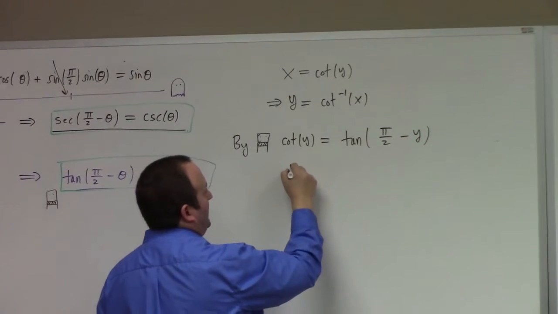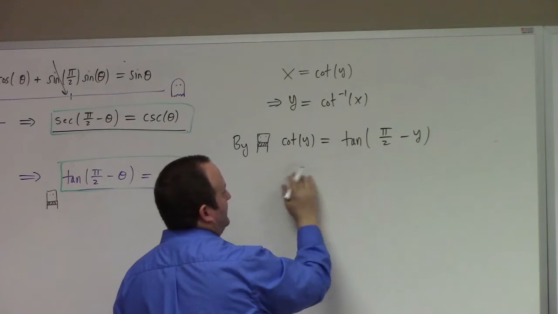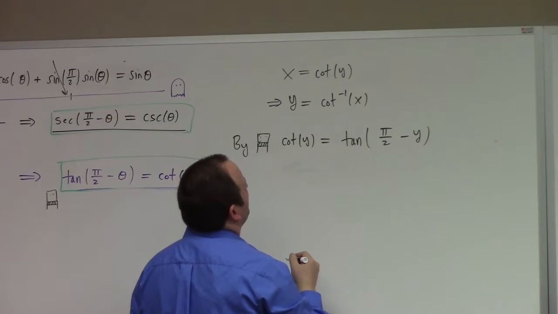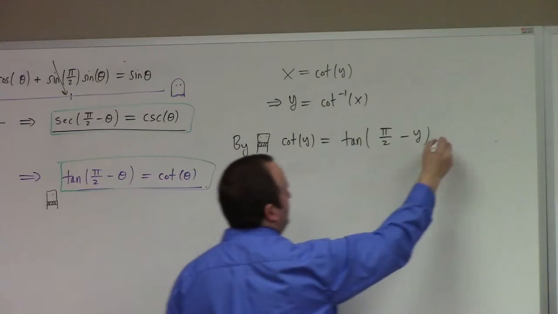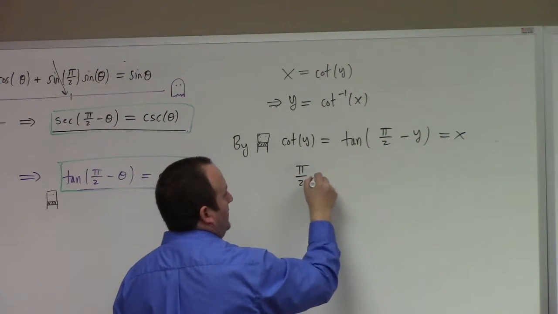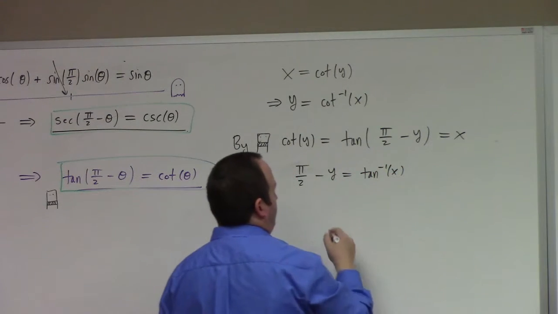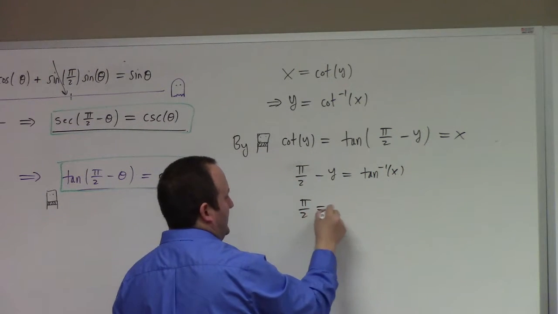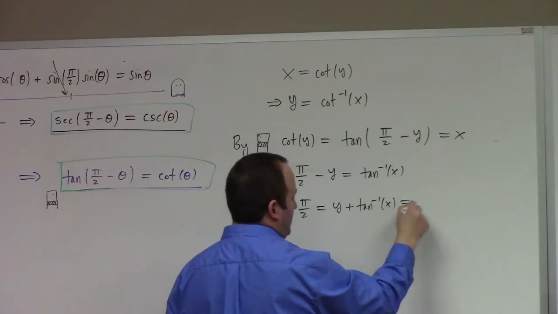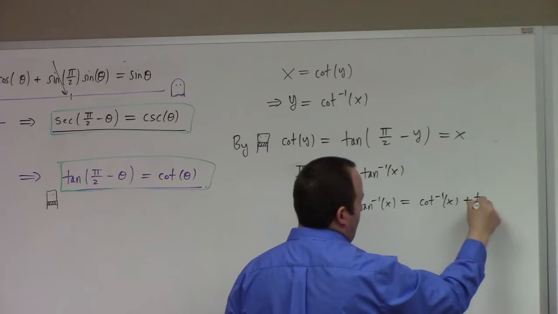So this tells us that y is equal to, how do I say this? Inverse, what have I done? Oh, this is still x, right? So that tells me that pi over 2 minus y is equal to inverse tangent of x. But that tells me that pi over 2 is equal to y plus inverse tangent of x, which of course is cotangent inverse of x plus tangent inverse of x.